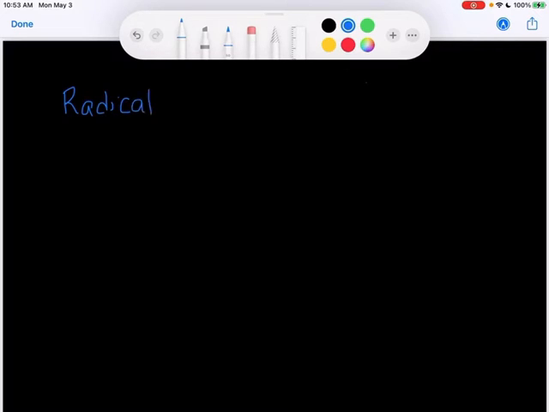A radical is a square root or a cube root or fourth root, mainly square roots, but we're going to look at square roots. We're also going to look at cube roots. Remember, square root means what number can be multiplied by itself twice to give you that value that's under there. And cube root is what number can be multiplied by itself 3 times to give you the value under there.